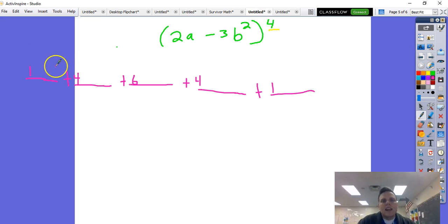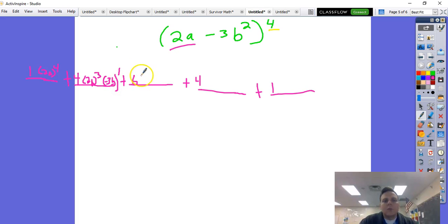Okay, so then the next thing you do is you take your first term and you raise it to all of the power. So 2a to the 4th. So we get 2a to the 4th. Alright, and now that drops a power. So now it's 2a to the 3rd. And the second term gets to come into play. Negative 3b to the first power.